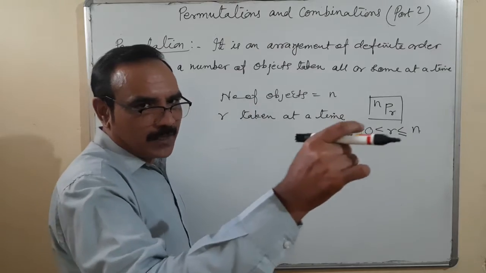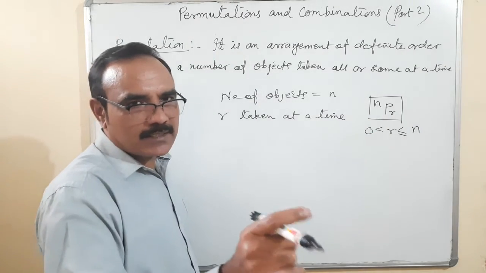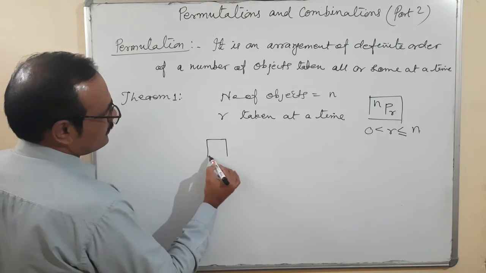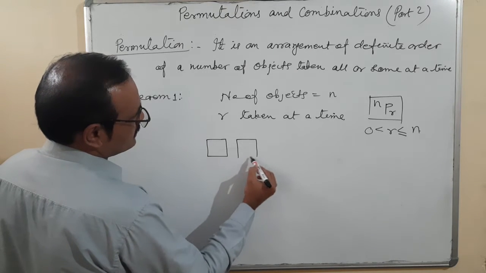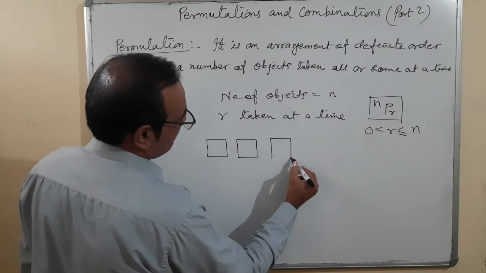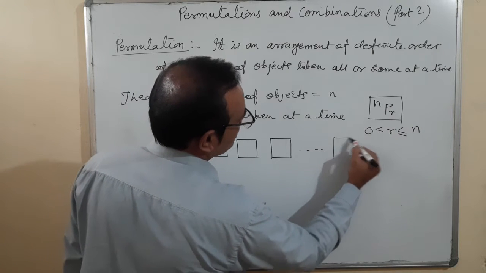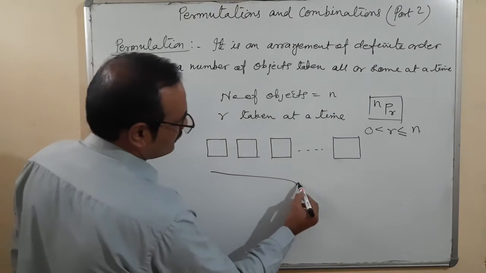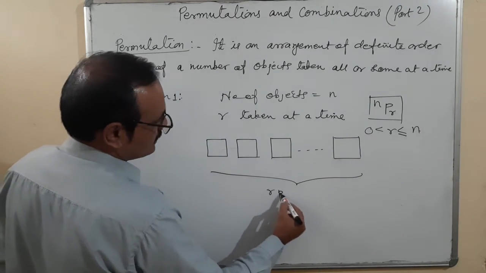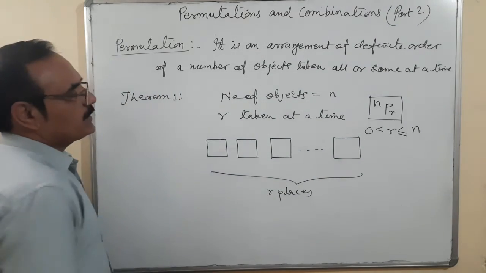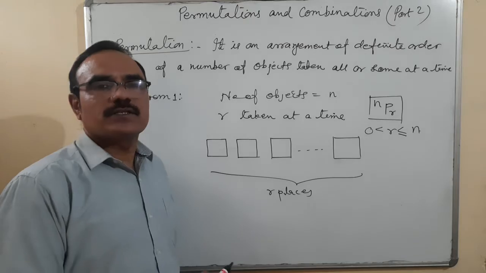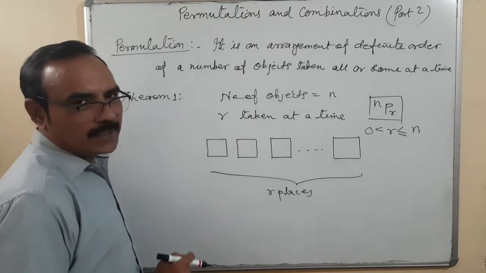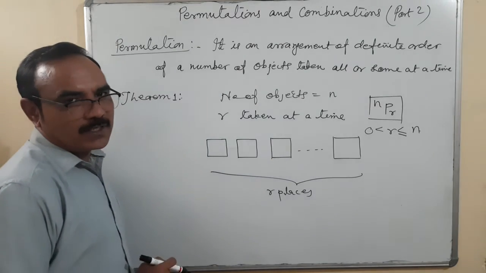From n objects, we have taken r objects, and these r objects are arranged in a definite order. How many places do we have? We have r places, and in these r places, from here to here, we are going to arrange these objects. R taken at a time, what does it mean?